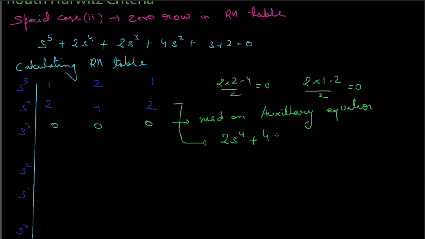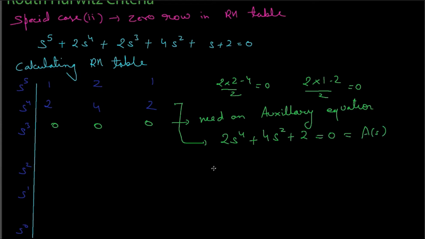Now for next term, we will reduce the power by 2. So it will be s square. So 4 into s square will be the second term. And again, we will reduce the power of s by 2. That will be s raised to power 0. So we will get our auxiliary equation 2s raised to power 4 plus 4s square plus 2 equal to 0.